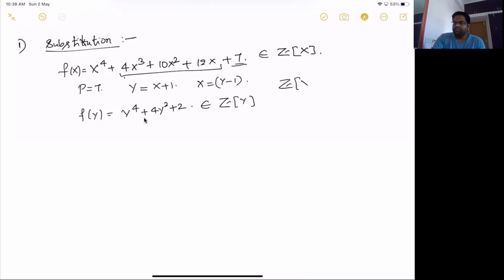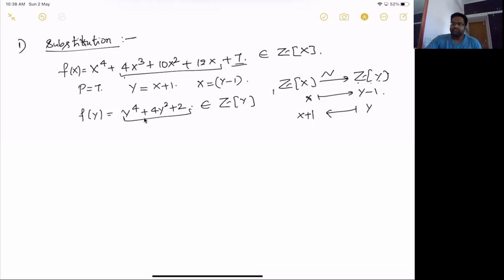Now, there is a homomorphism from Z[x] to Z[y] given by sending x to y minus 1. This is clearly seen to be a ring isomorphism, because if you are given a y, you can get x by y plus 1. And therefore the kernel is trivial, it is an onto map, and therefore this is an isomorphism of rings. So if this polynomial is irreducible in Z[y], it is also irreducible in Z[x]. So this polynomial is irreducible.